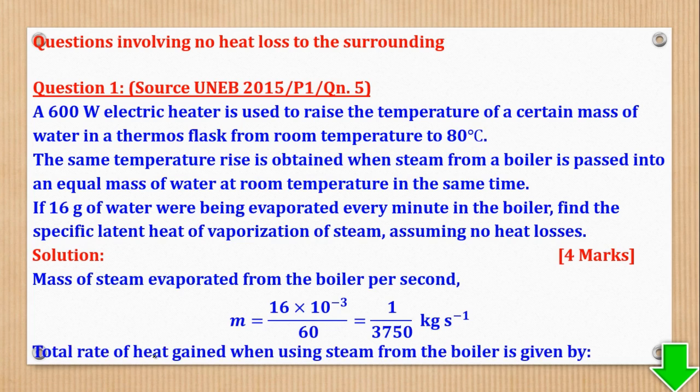Therefore, the total rate of heat gained when using steam from the boiler is given by. Like I said, it is better if you illustrate, so let us start by illustrating. Steam, as long as it is steam, just know that it is at 100 degrees Celsius. Unless it is a different kind of vapor, but steam has to be 100 degrees Celsius, which is the boiling point of water. So this is 100 degrees Celsius.